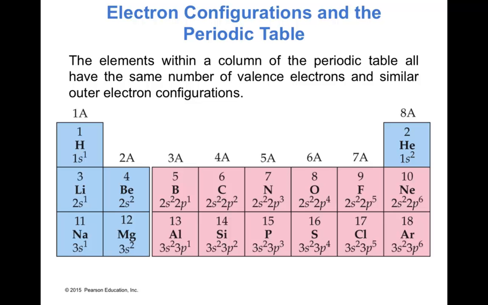The elements within a column of the periodic table all have the same number of valence electrons and similar outer electron configuration. As we can see here, in 1A, all of them are 1s1, 2s1, 3s1, so they have basically the same outer electron configuration. The only thing that changes is the principal number, because they are in higher energy orbitals. The same thing happens with 2A: 2s2, 3s2. The 3A: 2s2 2p1, 3s2 3p1. And the same thing happens with each of the different groups or families.